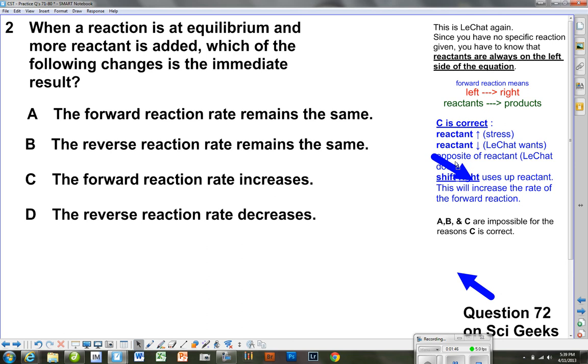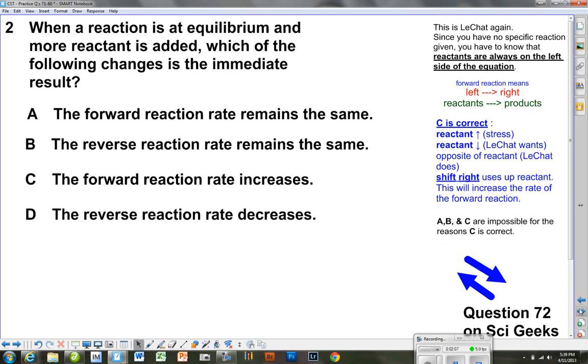And to shift right uses up a reactant. This will cause the rate of the forward reaction to increase. A, B, and D are not possible for the same reasons that letter C is the correct answer. Okay, so let's move on.